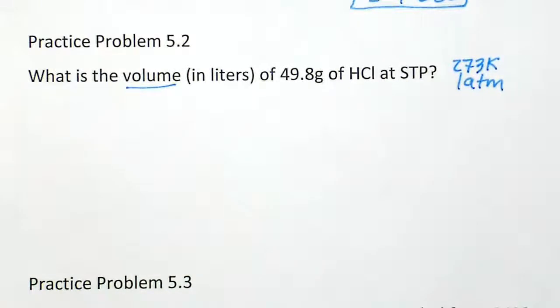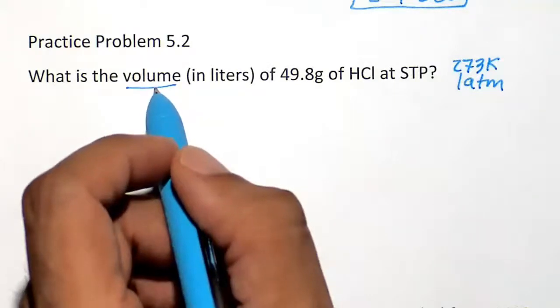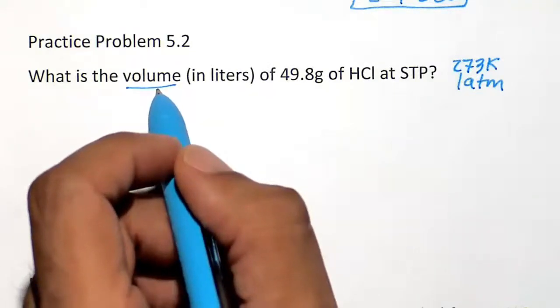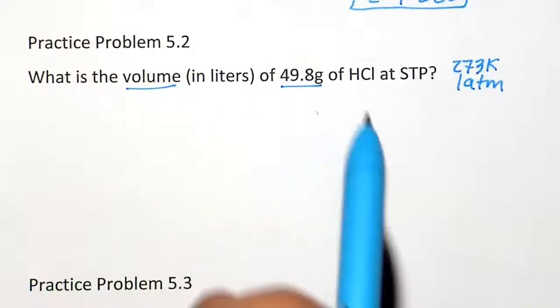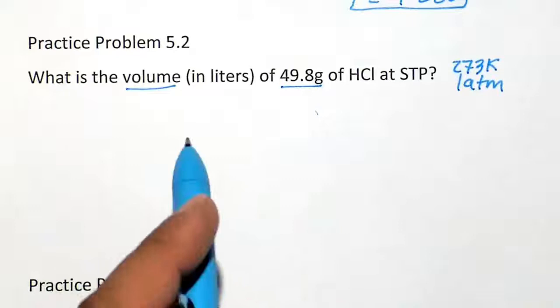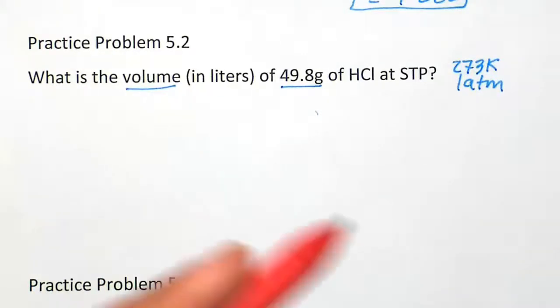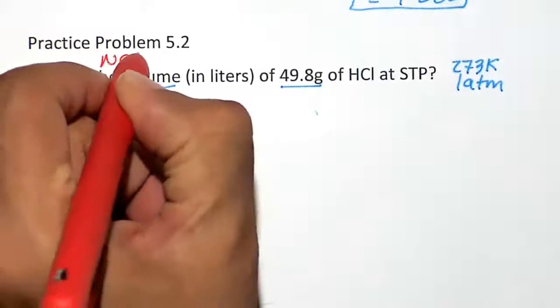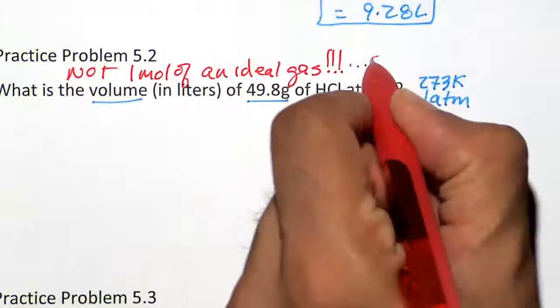So what is n here? Is the volume going to be 22.4 liters? The answer is no, because we do not have 1 mole of HCl. We have whatever number of moles we get when we convert from grams to moles. So don't get confused. It's not 22.4 liters. That would be a wrong answer because it's not 1 mole.